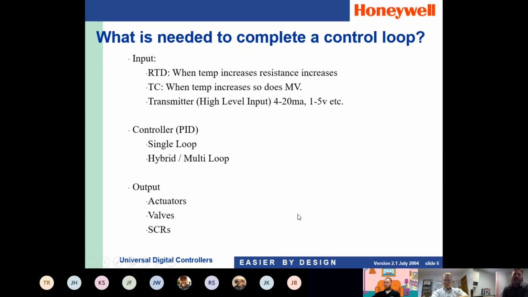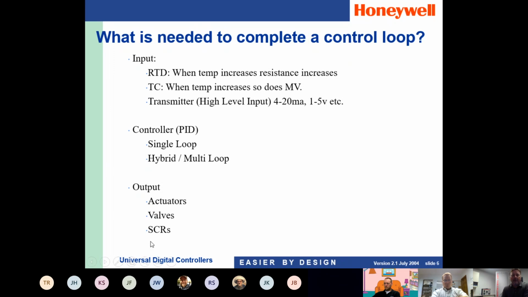The second would be your actual controller itself. This would be your PID controller. Like I was saying at the beginning, it can be either a single loop controller, which is a small quarter-DIN or eighth-DIN controller on the front of your panel door, displaying your actual temperature and your set point. It could also be a hybrid control like the HC900 or a PLC that you might have on the plant floor. This is really the heart of your process control loop. This is what's taking the input, which is your process variable, comparing it to your set point, and then adjusting your output of the control loop so that it can maintain that set point.